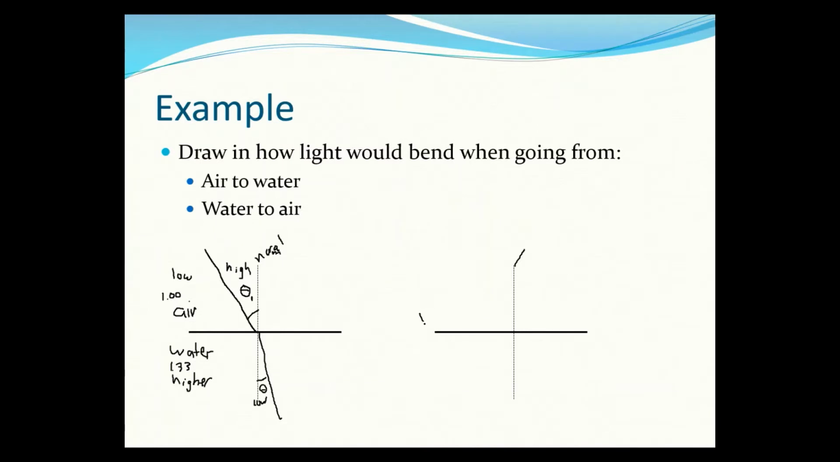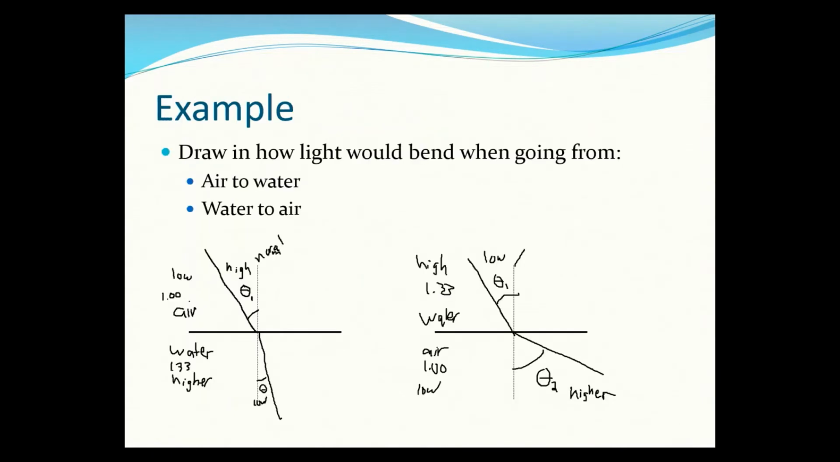If we switch it, if we put water up here and air down here, and water is 1.33, which is high, and air is 1.00, which is low, and our beam of light comes in, this is our incoming light ray angle. This is theta 1. Because we're going high to low with our indexes, we're going to go low to high with our angle. So what's going to happen is it's going to bend away from that normal line. So this theta 2 is going to get bigger. Hopefully that makes sense. Let me know if you have any questions about that.